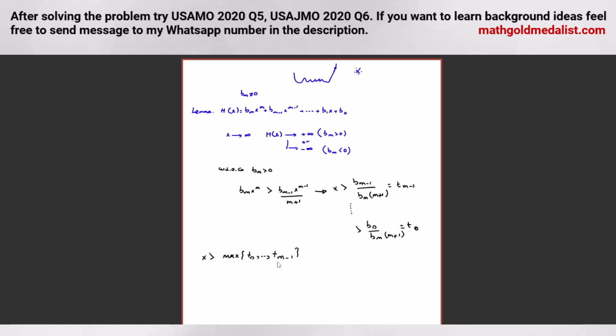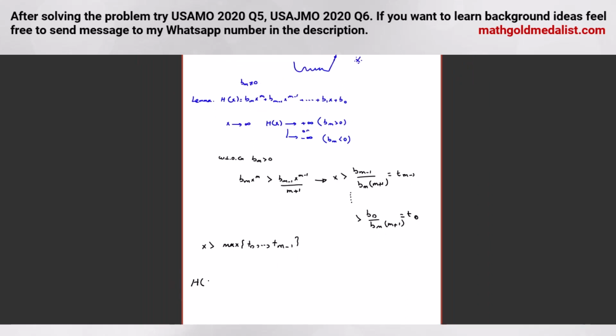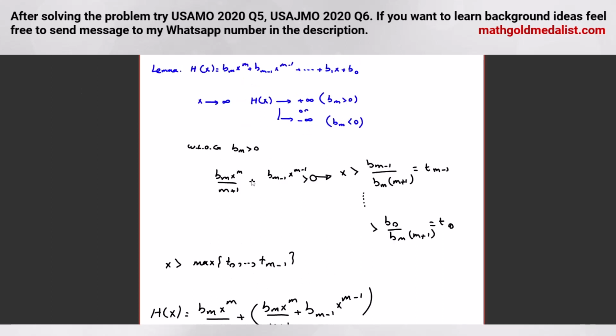Now suppose that x is greater than the maximum of t0 to tm minus 1, okay? Now because of this, I say h of x is equal to bm xm over m plus 1 for itself, then bm xm over m plus 1 plus bm minus 1 xm minus 1, right? So let me tell you something. We want to do what? We want to say that this plus this should be positive. Or let me tell you this. I want to select something like this over m plus 1. Agreed? So it should be negative, right?